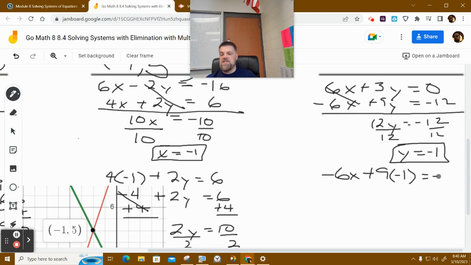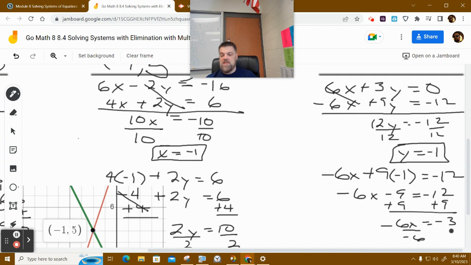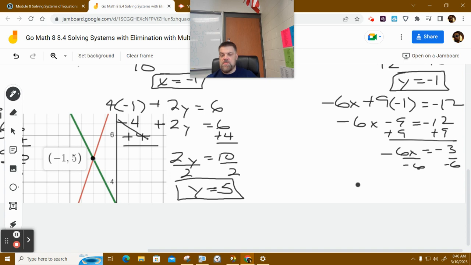So then anyways, this is equal to negative 9, or I'm sorry, negative 12. So I have negative 6x minus 9 is equal to negative 12. I'm going to add 9 to both sides. And I get negative 6x is equal to negative 3. Divide both sides by 6. What does negative 3 over 6 reduce down to?